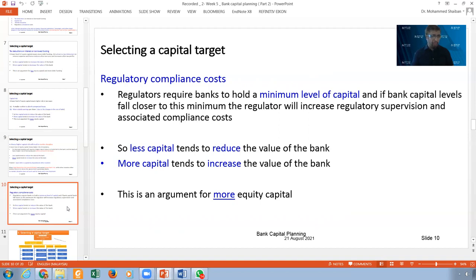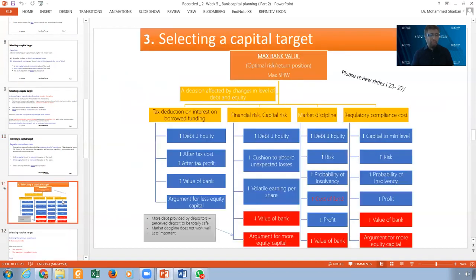Overall, I give you this chart. This is just to summarize what we said. Number one is the tax. Number two is the financial risk and the credit risk. Number three is the market discipline and regulatory compliance. We have explained this, and this is the logic. So the tax calls for less capital, and the other three are calling for more capital, based on the arguments I just explained in the three slides.